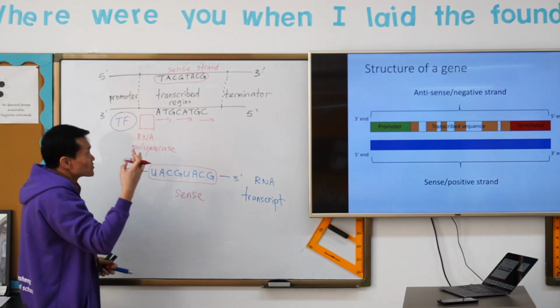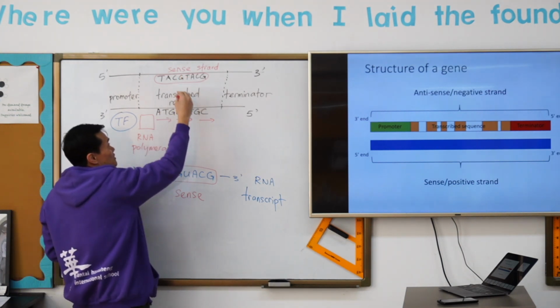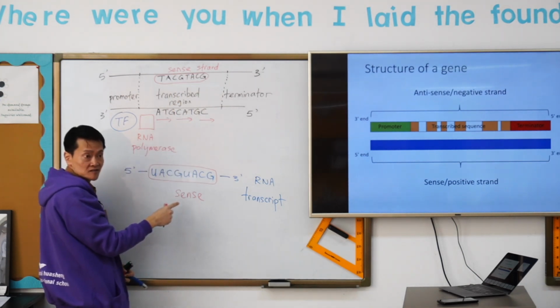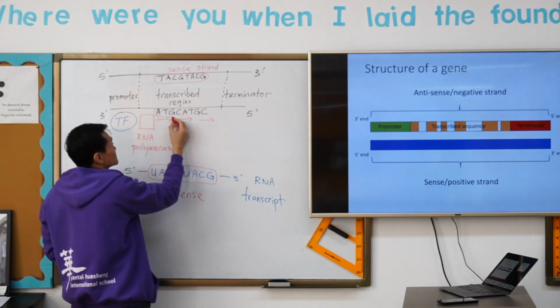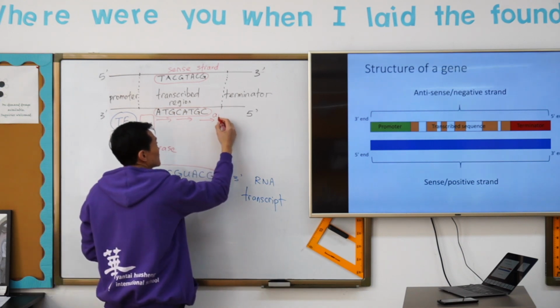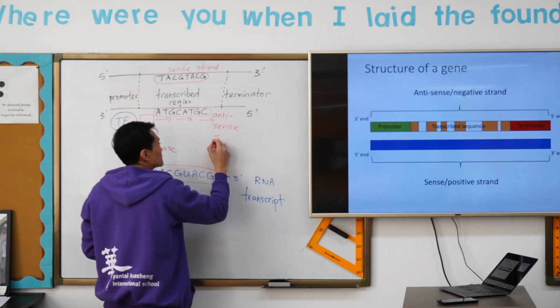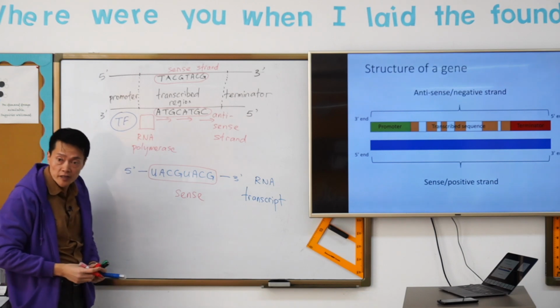So what it also means is the transcribed region, because it is complementary or opposite of the sense strand, then this region here, we call it the anti-sense strand. That's how the names came about.